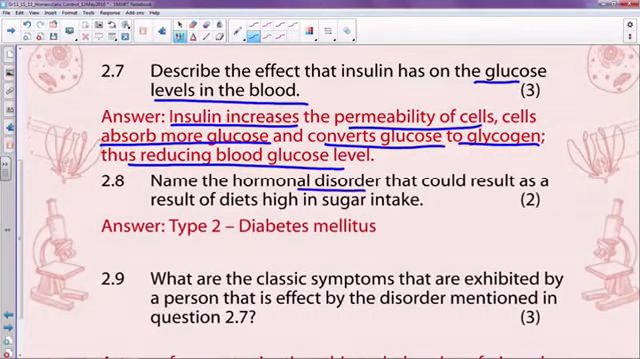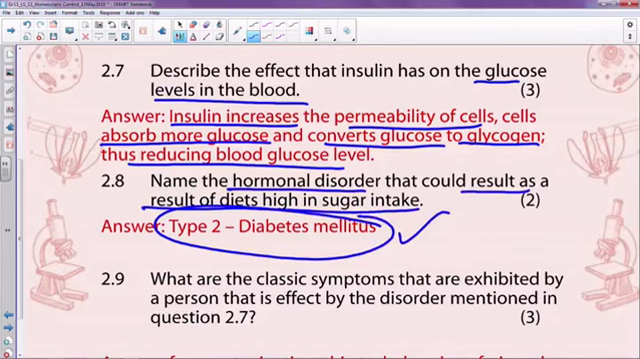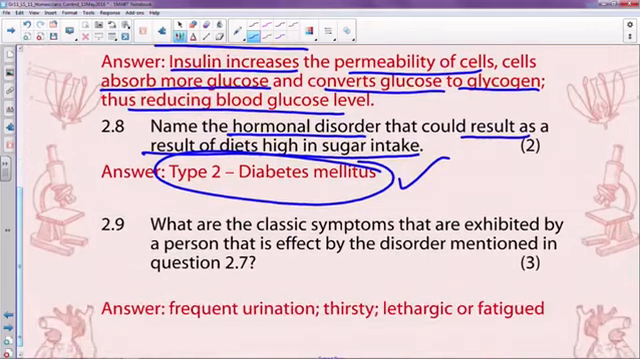2.8. Name the hormonal disorder that could result from a diet high in sugar intake. And that is what we've discussed at the onset. It's called type 2 diabetes mellitus, and that's essentially when a person has a constant diet high in sugar, where the person is unable to control the blood sugar levels anymore. And often it means that the diet is rich in sugar and carbohydrates, which then needs to be controlled so that the sugar intake can be reduced. Individuals often end up taking synthetic insulin to control their blood sugar levels.